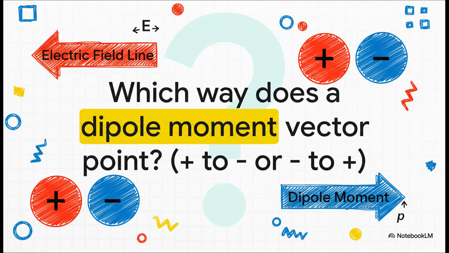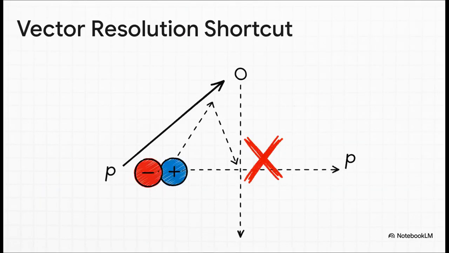It has a direction, and it is completely counterintuitive. You'd think it would point from the positive charge to the negative one, like an electric field line. But no. The convention, for historical reasons, is that the dipole moment vector points from the negative charge to the positive charge.